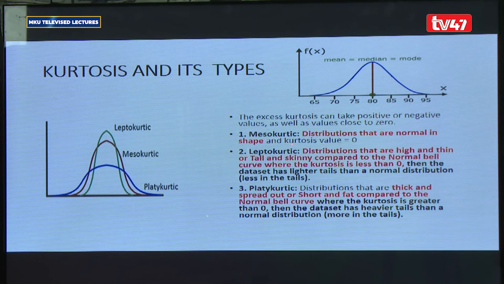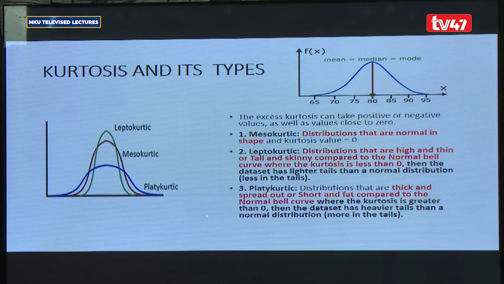And that's why we have said the mesokurtic is the one that has 0 as the kurtosis value, which gives us the symmetrical, normal distribution curve, where the mean is equal to the median and is equal to the mode. And then we have the leptokurtic, where the distributions are high and thin. We can see them very clearly, very high and thin, or tall and skinny. It moves away from the normal distribution.